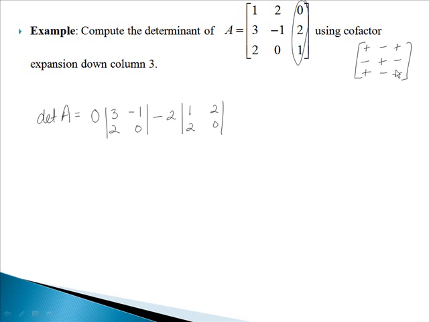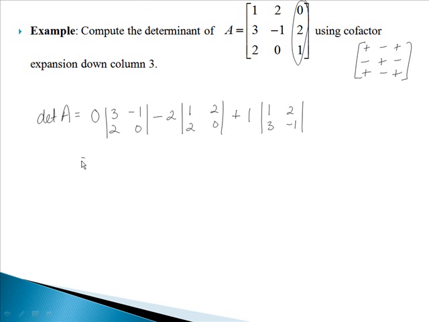And then looking at my matrix of signs, the last entry will have a plus. So we have plus 1 times the determinant, and we want to eliminate the third row and the third column. So I have 1, 2, 3, negative 1. And now we'll compute those individual determinants.